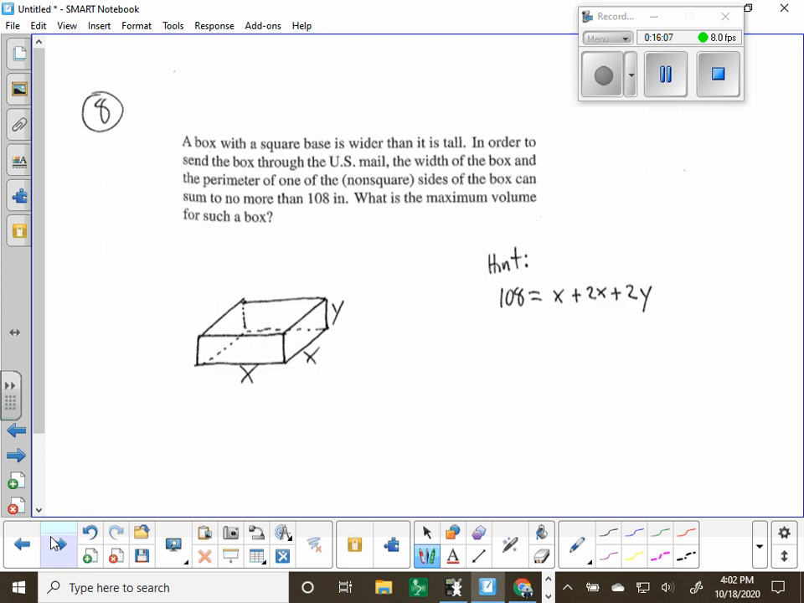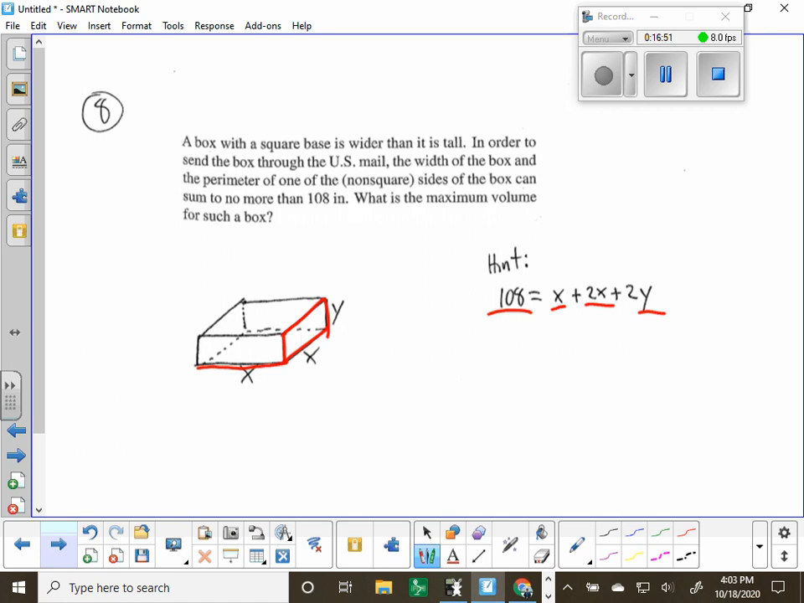Okay, here's the box problem. It says a box with a square base is wider than it is tall. In order to send the box through the mail, the width of the box and the perimeter of one of the non-square sides of the box can be no more than 108 inches. So the base is x. And then the perimeter of the side would be 2 y's and 2 x's. So there's the 2 x's, the 2 y's, and then the base, and then there can't be any more than 108. So there's that hint equation. I gave that to you.